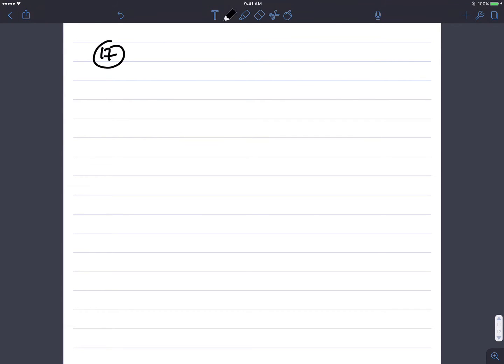Number 17. 4x minus 2y is negative 6. 3x plus 5y is positive 2. Now in this question, number 17, if we add the left sides together, we get 7x plus 3y. We have no elimination, so we're going to have to fix this.